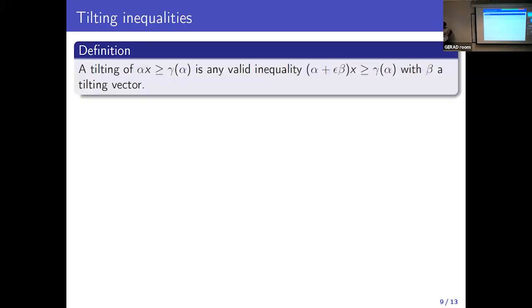All right, so how to use those tilting vectors to tilt inequalities. First, what do I mean by tilting inequalities? When we have an initial inequality, any tilting of this inequality is going to be another inequality where we have modified the coefficients by using a tilting vector. And why not change the coefficients arbitrarily? Why use tilting vectors? It is because it actually preserves the set of contact points.